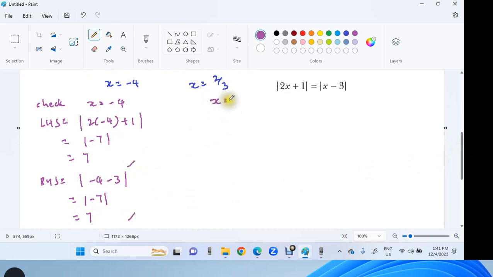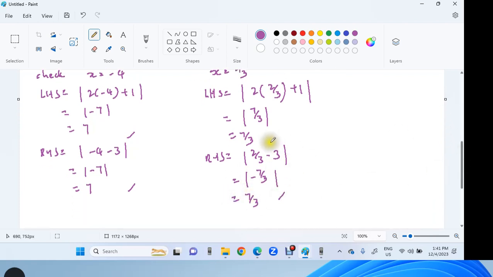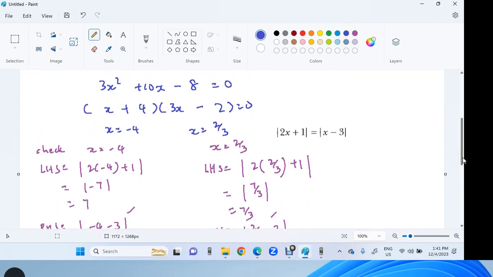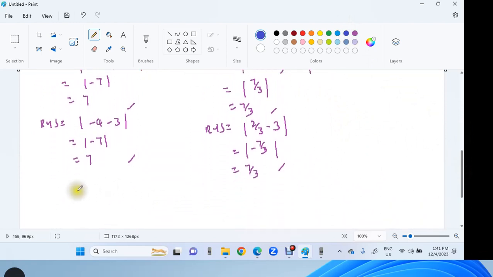For x equal to 2 over 3, the left hand side is equal to modulus of 2 times 2 over 3 plus 1. So it's modulus of 7 over 3, which is 7 over 3. And the right hand side is modulus of 2 over 3 minus 3, which is modulus of 7 over 3. So it is 7 over 3. So this one is also the same. So from here, we can conclude that the solutions are negative 4 and 2 over 3.